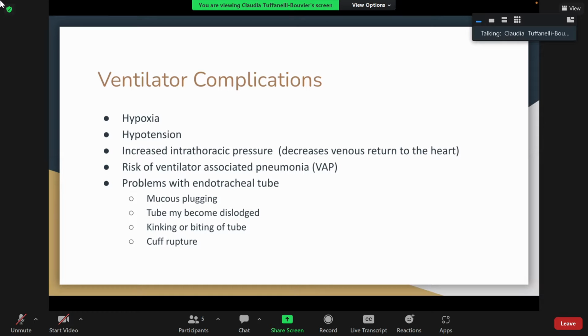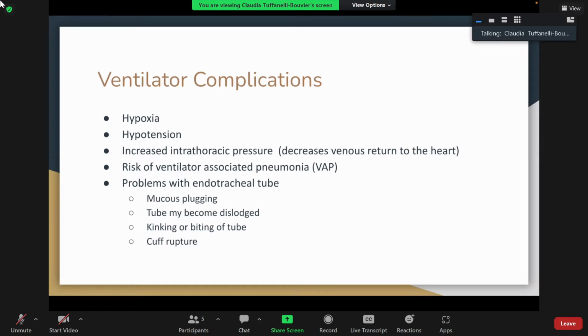And it's the length that somebody is on a ventilator. With each day that they're on the ventilator, their risk of developing pneumonia or lung complications will increase. And then how the intubation goes. So if somebody has aspirated, or if you had multiple attempts at intubation, those are all going to increase your risk of a ventilator-associated pneumonia. Along with those, there's problems with the endotracheal tube itself.